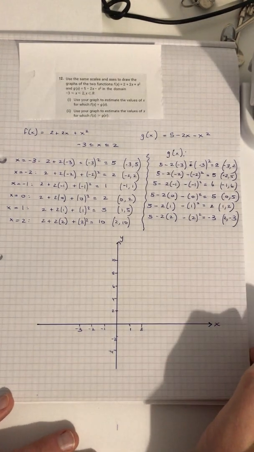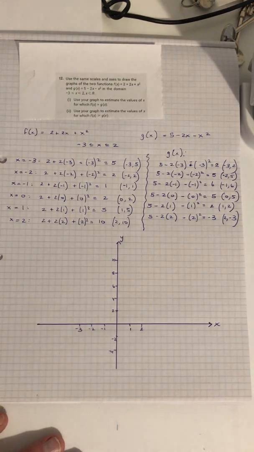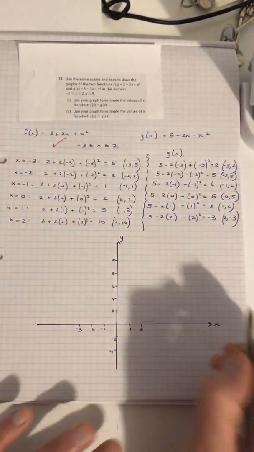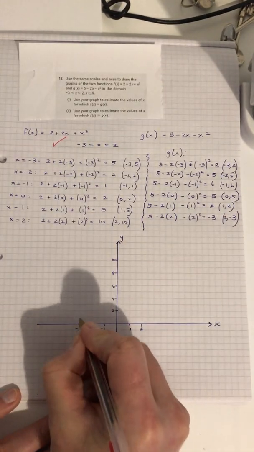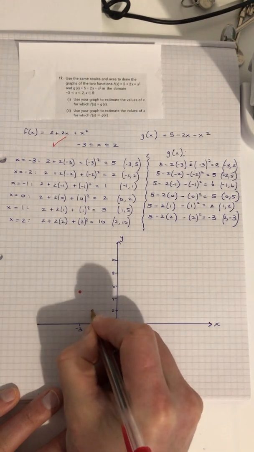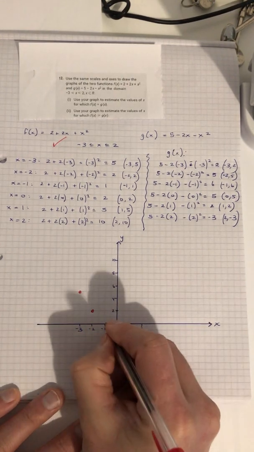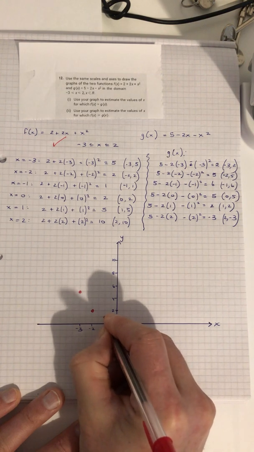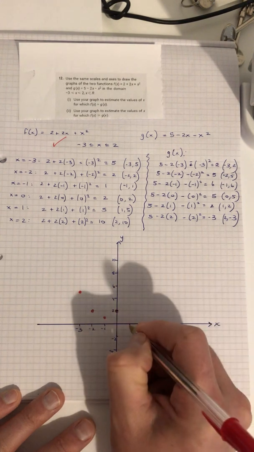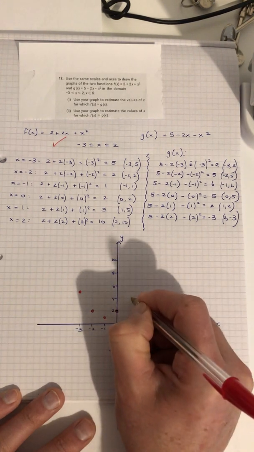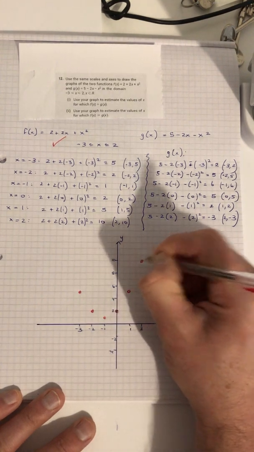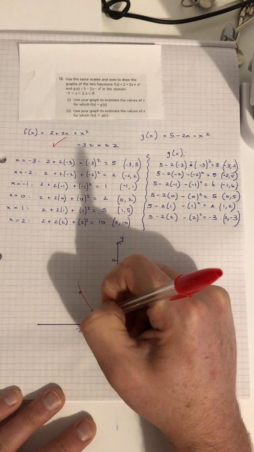Okay, so I'm going to plot this one here in red. So minus 3 up to 5. Minus 2 up to 2. Minus 1, 1. 0, 2. 1 up to 5. And 2 up as far as 10. So this graph is in red.